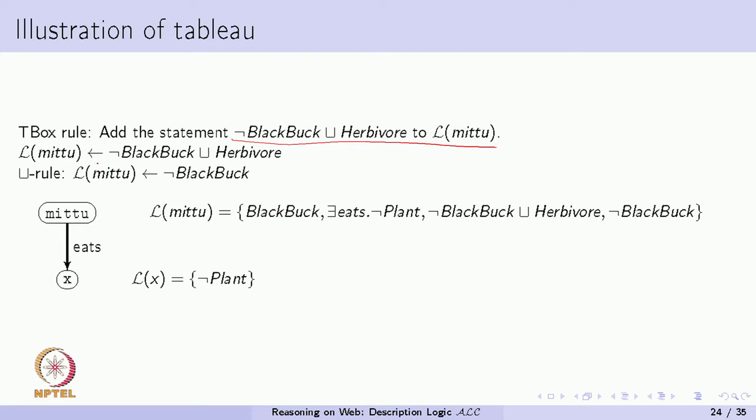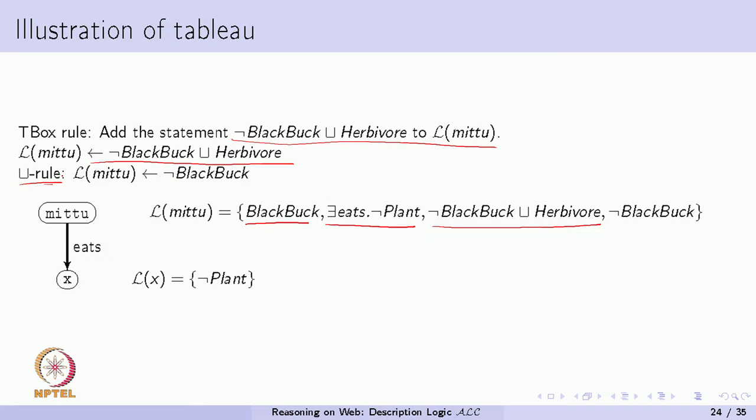and remember this notation says that we are adding this to the labels for mid2. Mid2 already had some labels, that mid2 was a black bug, and that mid2 eats something which is not a plant, and now we have added these two. And then we have applied the union rule. What does the union rule say? That if it is something union something, you can take any one of them and create a separate branch.